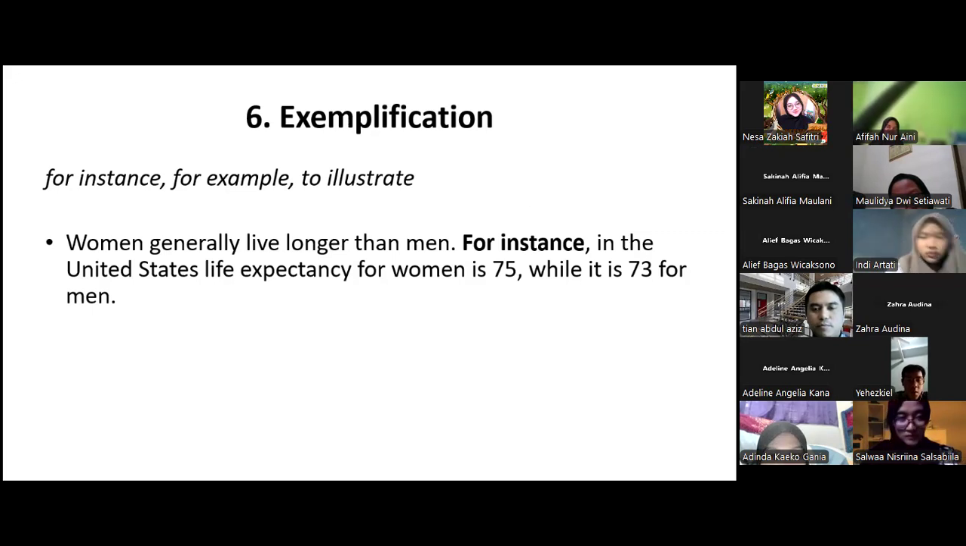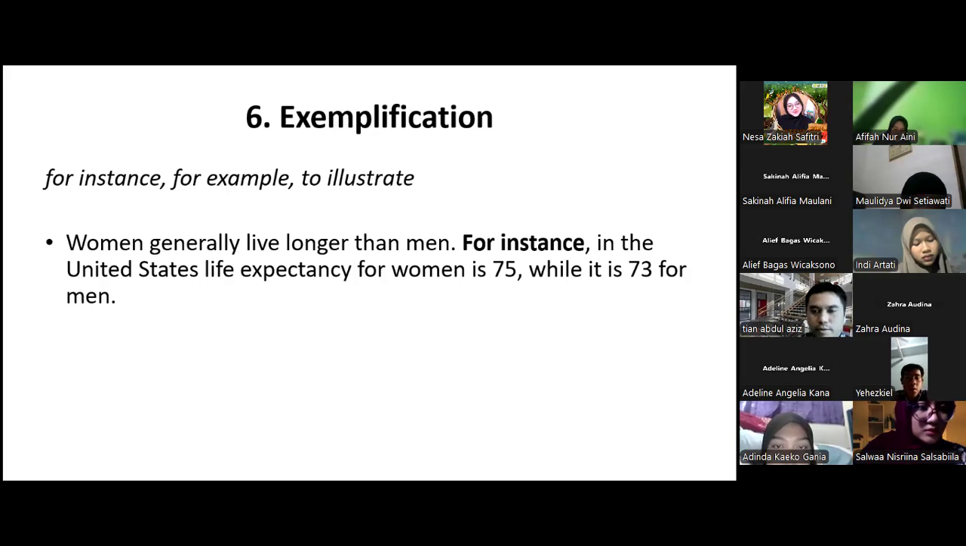Exemplification. For instance, for example, to illustrate, women generally live longer than men. For instance, in the United States, life expectancy for women is 75, while it is 73 for men.